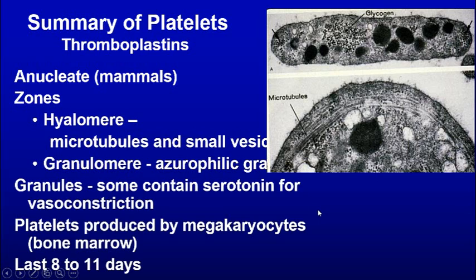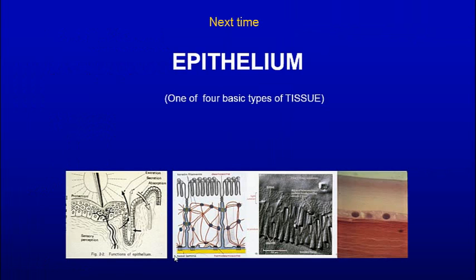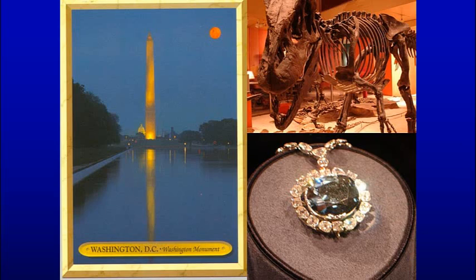Granules contain serotonin for vasoconstriction. Platelets are produced by megakaryocytes in the bone marrow, and they last at least 8 to 11 days. Next time we're going to talk about epithelium, which is one of the 4 basic types of tissue: epithelium, connective tissue, muscle, and nerve.